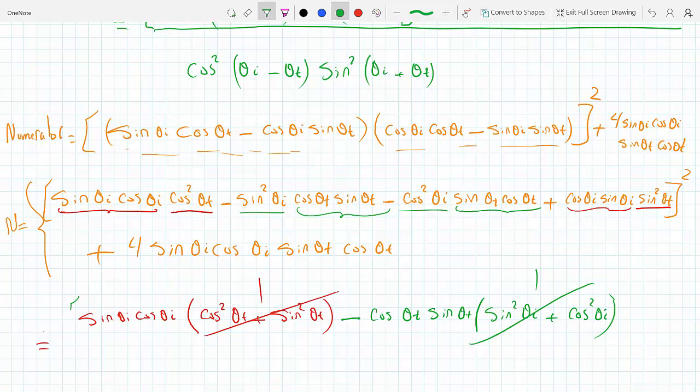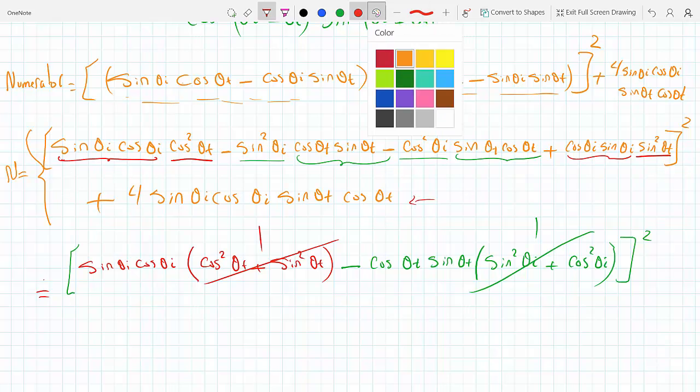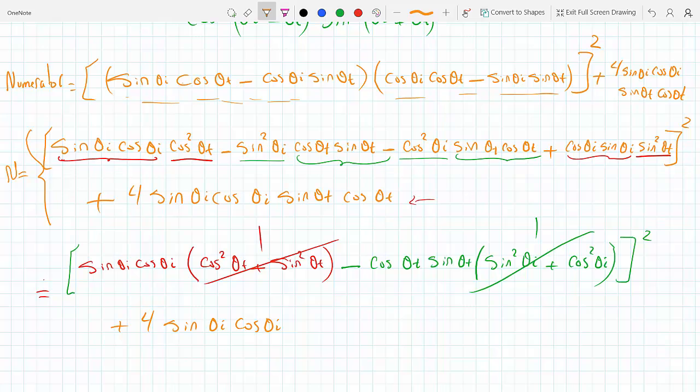Squared plus the 4, let's continue on red, plus 4 plus this guy here sine theta I cosine theta I sine theta t cosine theta t. Okay, so this whole thing is the numerator.